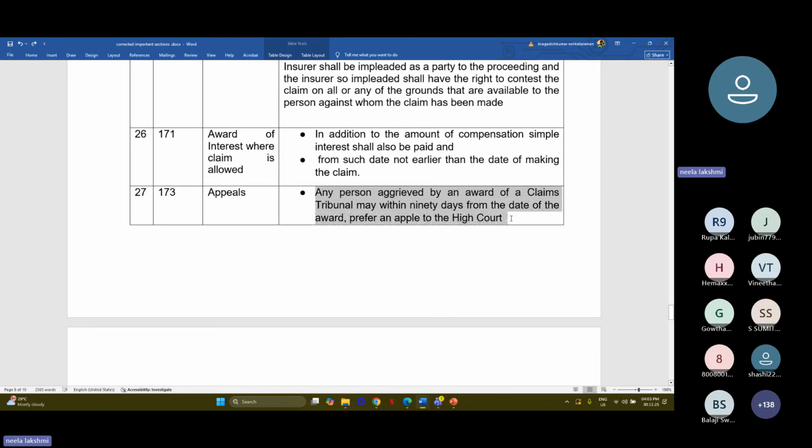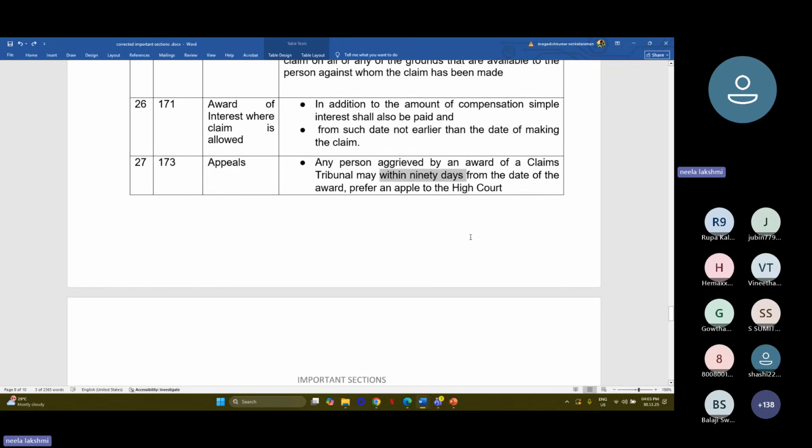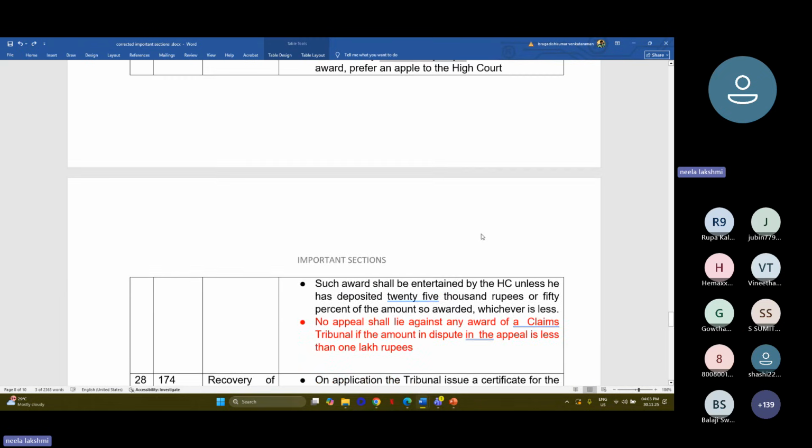Any person aggrieved by the award of a claims tribunal may, within 90 days, prefer an appeal to the High Court. This time limit is very, very important. 90 days from the date of the receipt of the award. 90 days is very important.